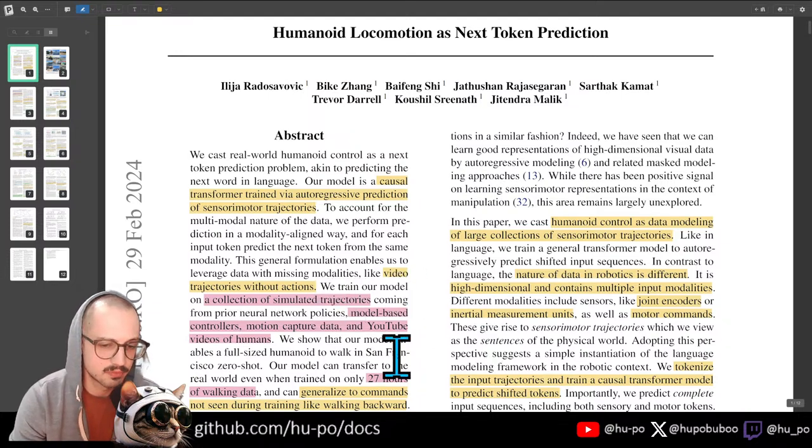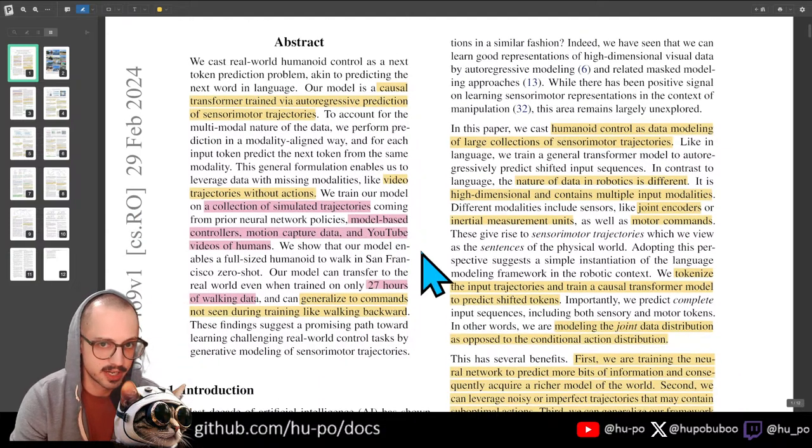So they're going to be going for kind of a scale approach here, where they're going to be using all kinds of data, such as simulated trajectories coming from prior neural network policies, model-based controllers, motion capture data, and YouTube videos of humans. So finally, we're training on YouTube data for robotics. We're going to show that our model enables a full-size humanoid to walk in San Francisco zero shot, which means that they train this transformer inside simulation on YouTube videos, motion capture data, and then they just deploy it, put it in inference mode on a robot, and the robot can actually walk, which is quite impressive.